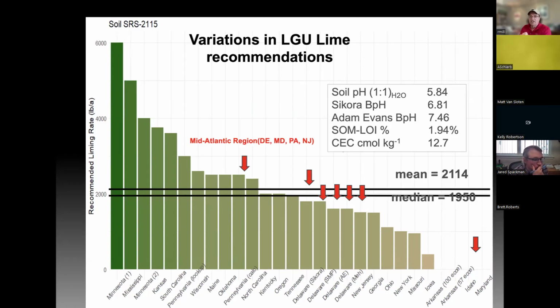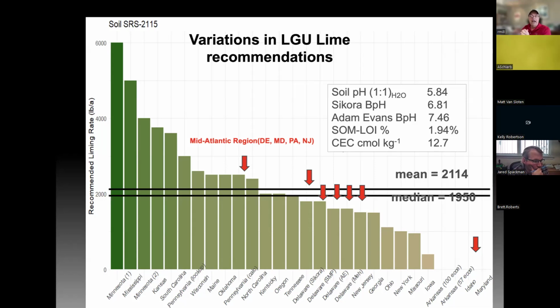We said, okay, 6-inch soil depth, 100% lime quality, ECCE. Tell me how much your lime recommendation is. And so we went to 31 universities across the United States. And this data is what we ended up for just one of the soils. This is ALP SRS 2115. This is a soil out of, I believe, Indiana.